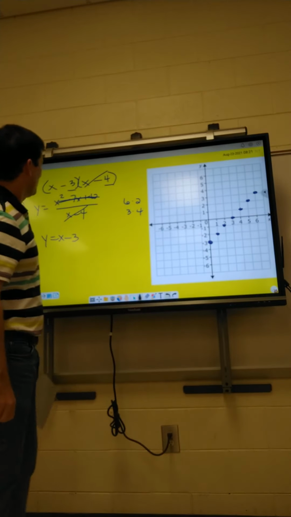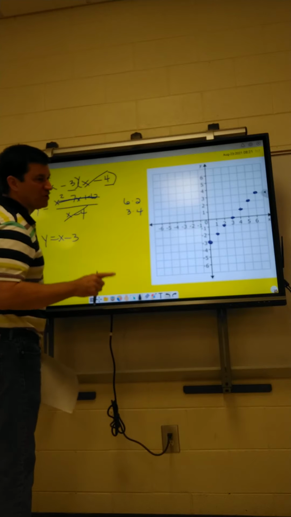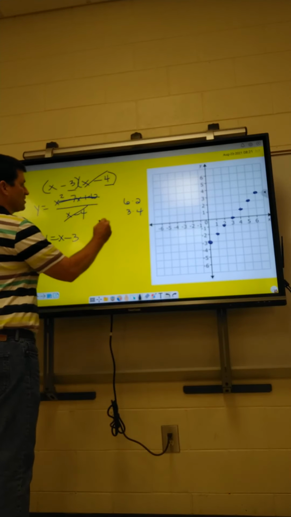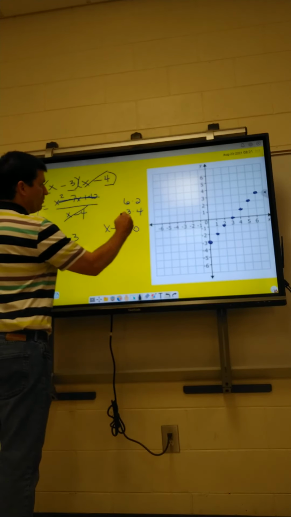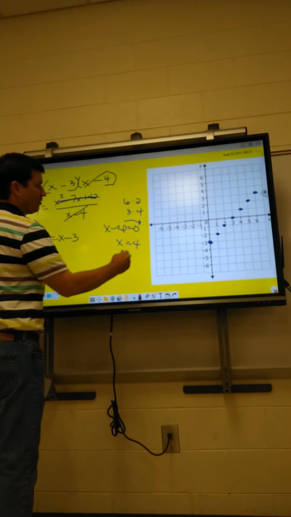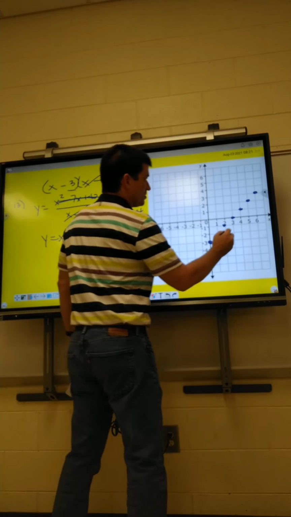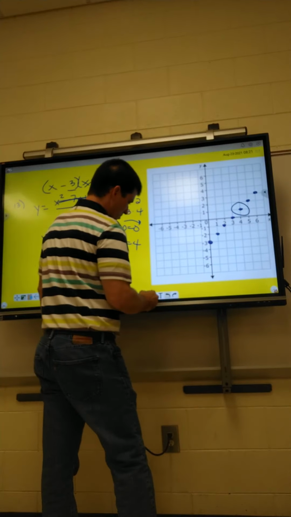All right, now, find where the hole is going to be. The hole comes from what you crossed out. We crossed out x minus 4. Move that over. That's positive 4. That's where my hole is going to be. So my hole is going to be right there.